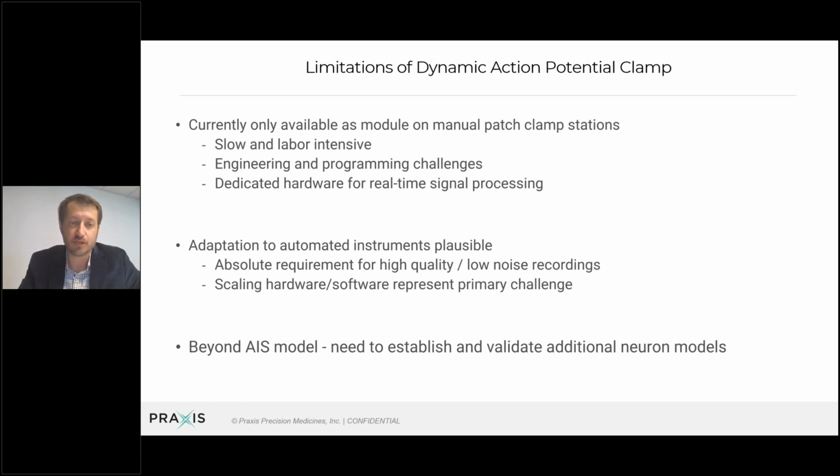We also need to move beyond the axon initial segment model. We need to establish and validate new or different neuronal models, different segments, and increase complexity there. And that's something that Praxis is interested in as well.